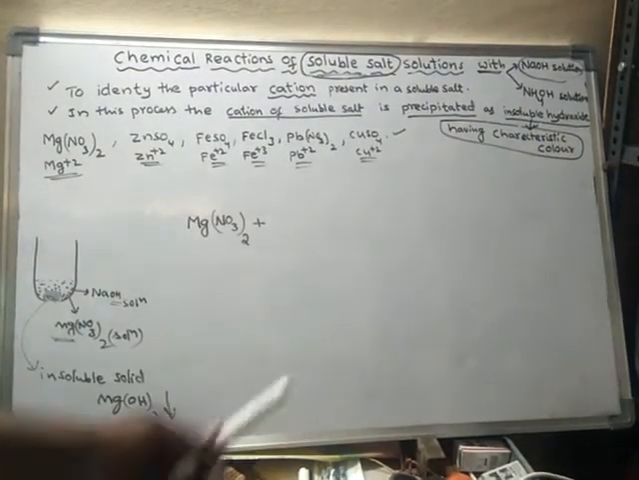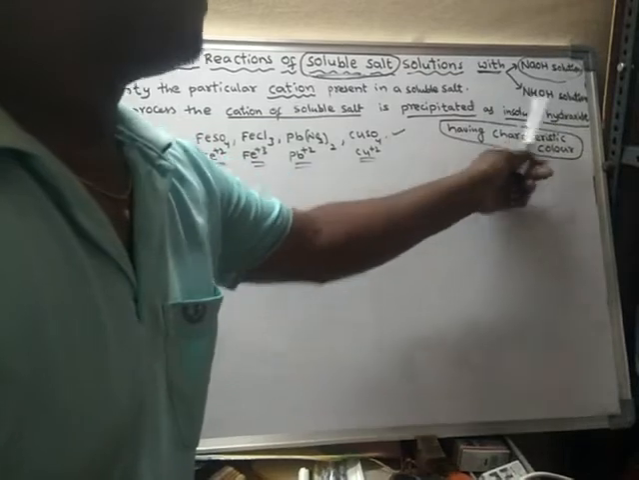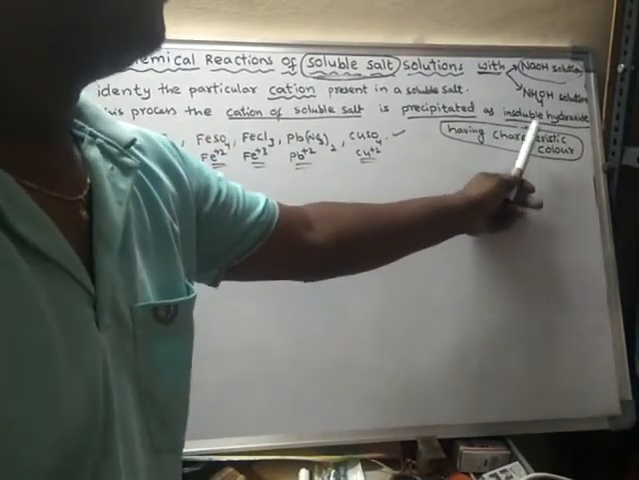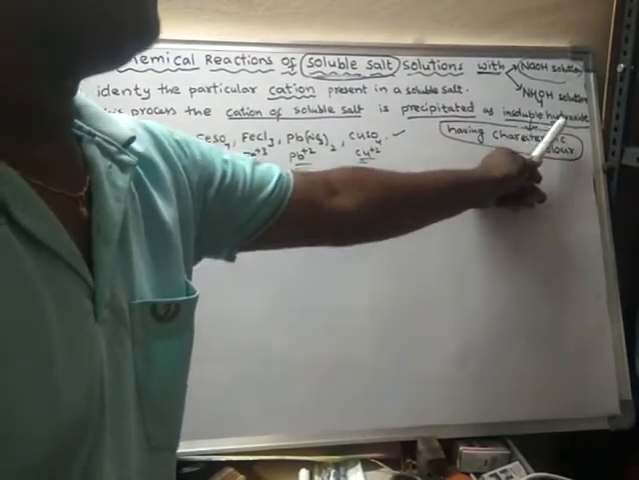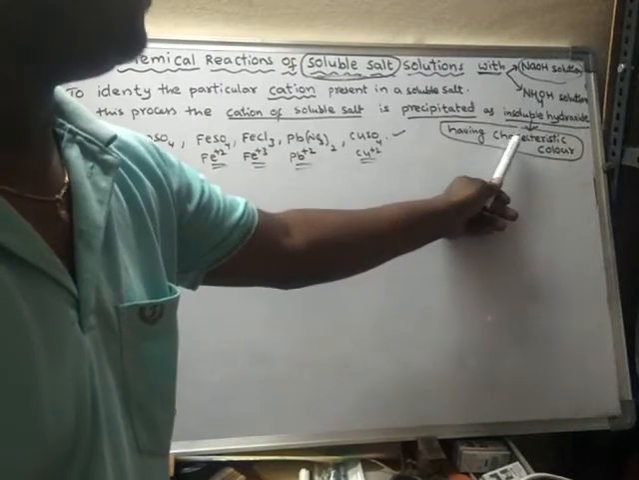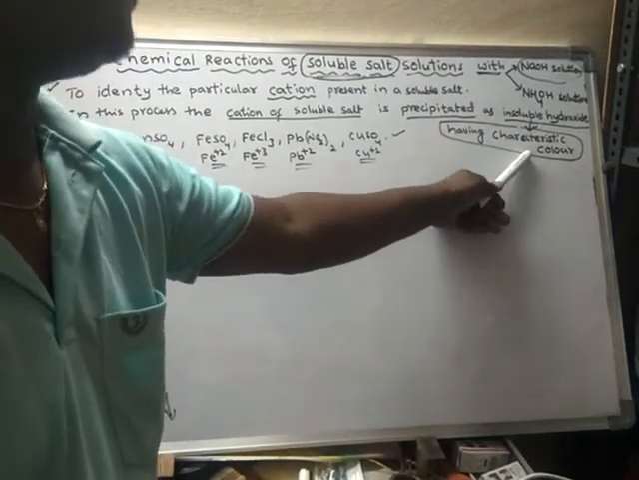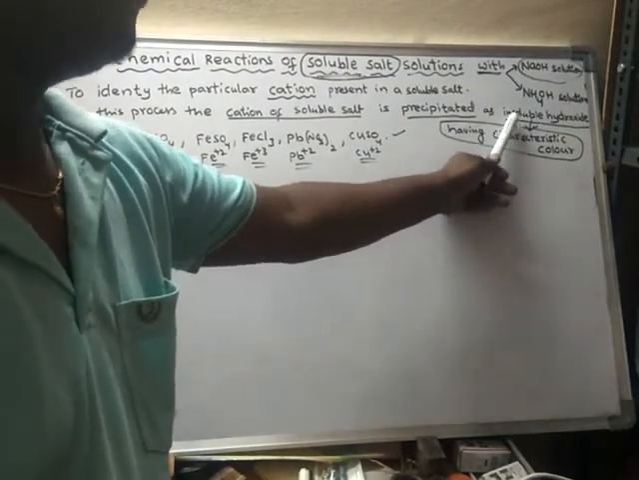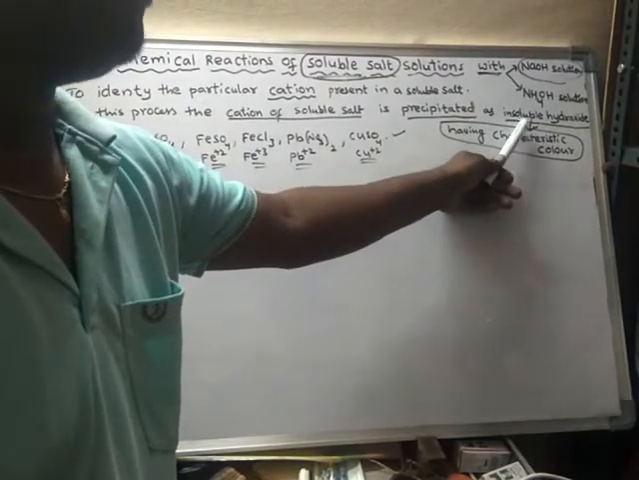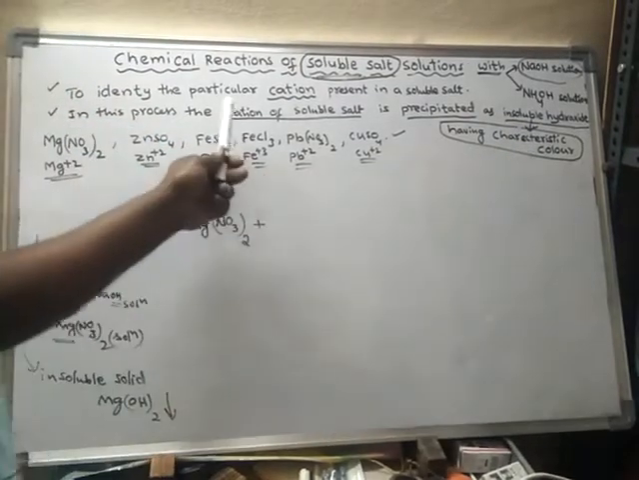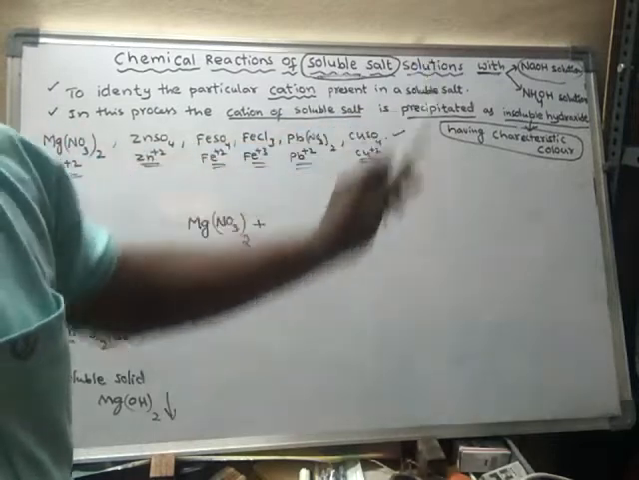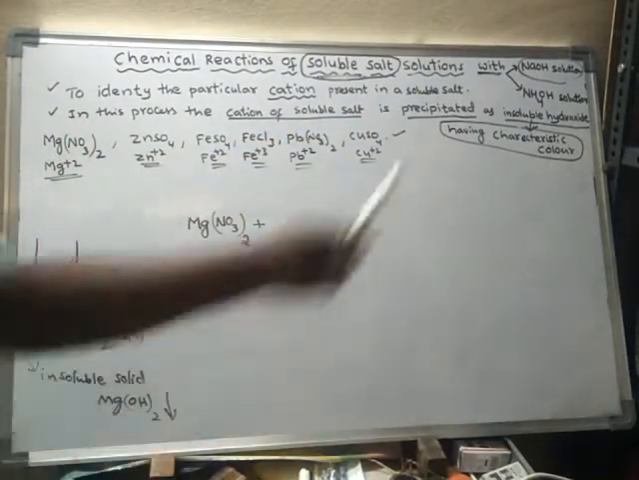So based on the insoluble hydroxide which is formed, it will have some special color characteristic. So based on the color of this insoluble hydroxide, we can easily identify what cation is present in that soluble salt.